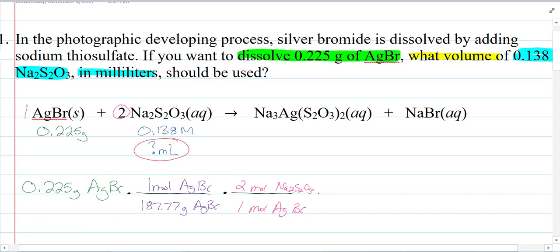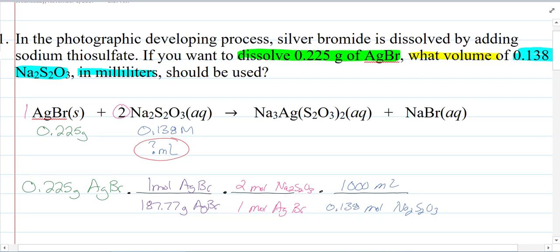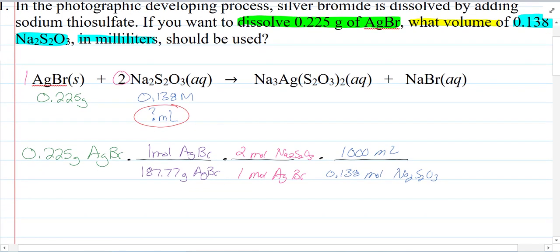And here's a new step. What has to go on the bottom? Moles of Na2S2O3, moles of sodium thiosulfate. On the top, what do we want? We want liters, or in this case, milliliters. 1,000 milliliters. And I have 0.138 moles. So what do we have here?